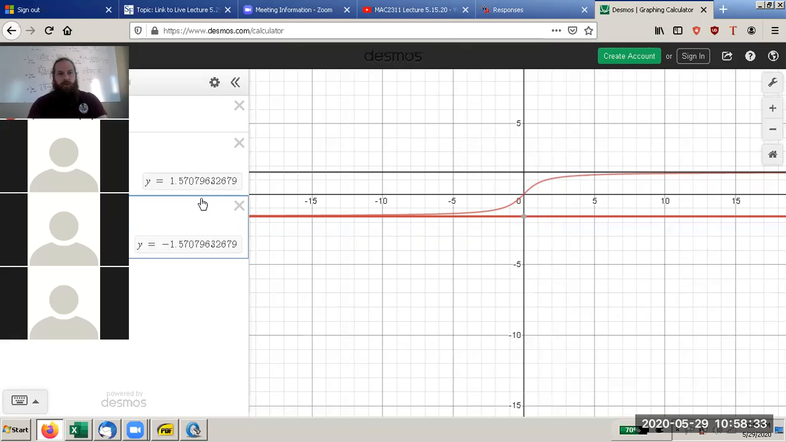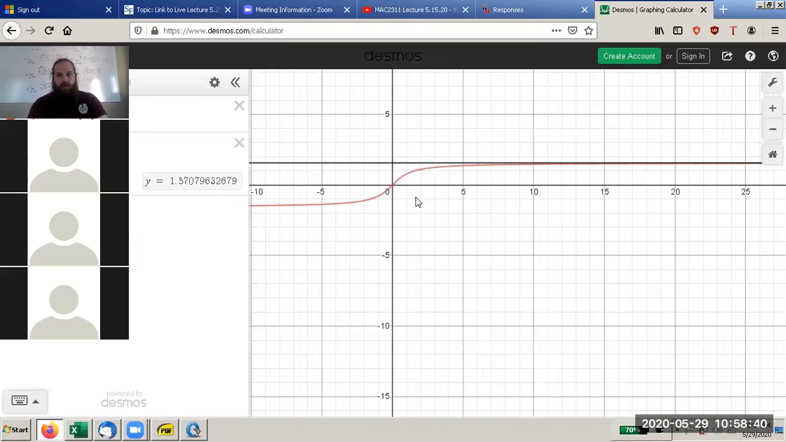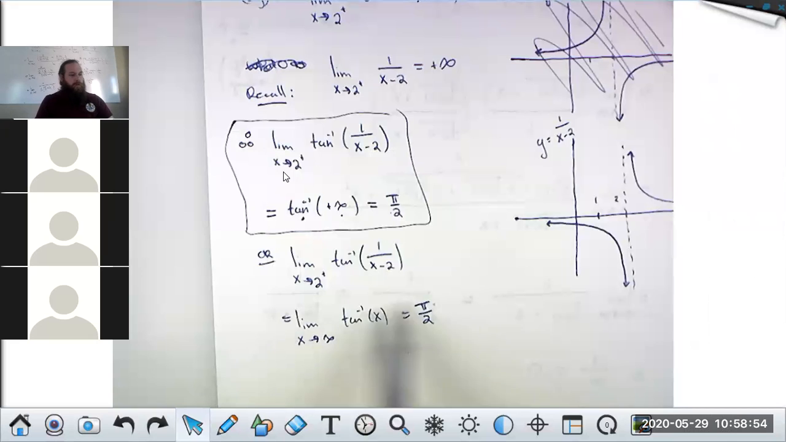Looks like this. So I don't care about this guy right now, but as the inside of the inverse tangent function goes to plus infinity, the function arctan goes to pi over 2. So in other words, this down here, this was something that we showed from the graph on Wednesday. So that's what we're leaning on here.